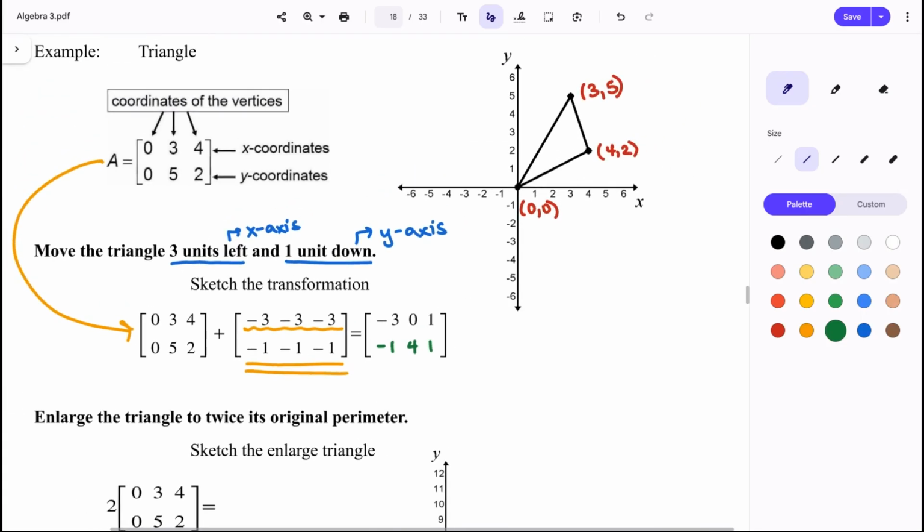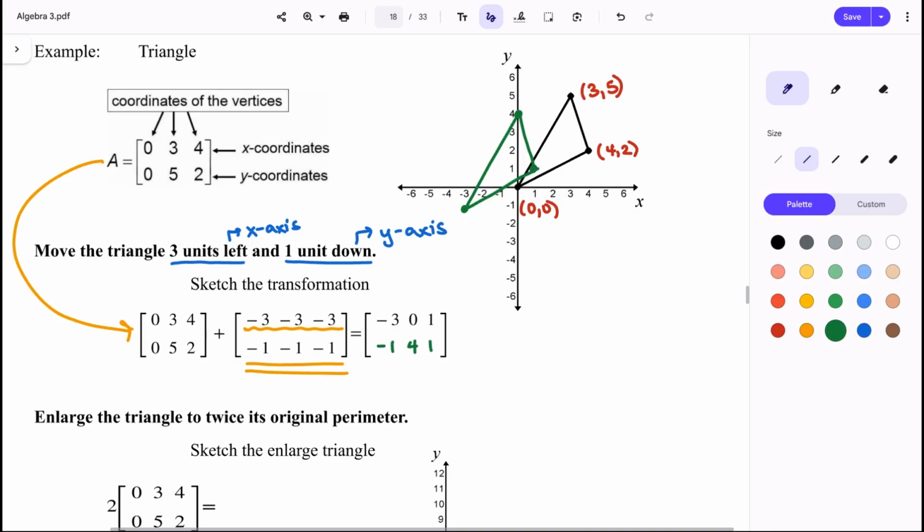They may then want you to graph it. So back up here, I would go to -3, -1, 0, 4, and then 1, 1. And you can see how that shape did move left and down. And it looks like it went left 3 and down 1. So it's just another way to approach doing these transformations.